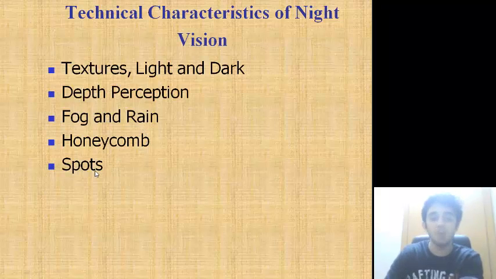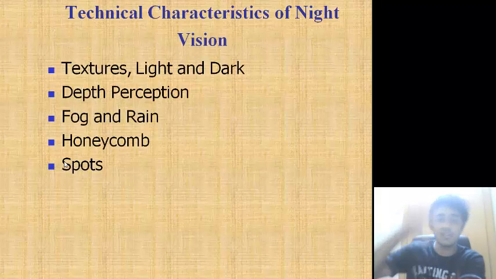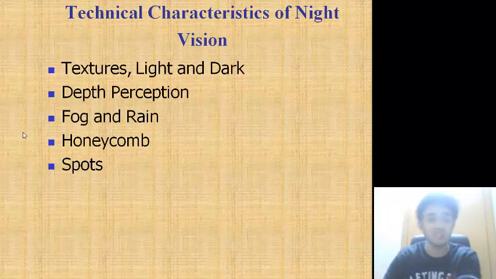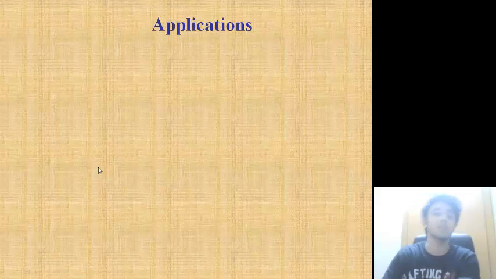Spots are basically used to detect any hot spots on the surface of the sun. Suppose there are certain spots that have a higher temperature than normal on the surface of the sun, and hence to detect those spots you can use the night vision technology.